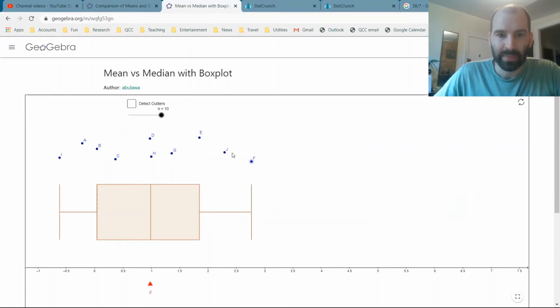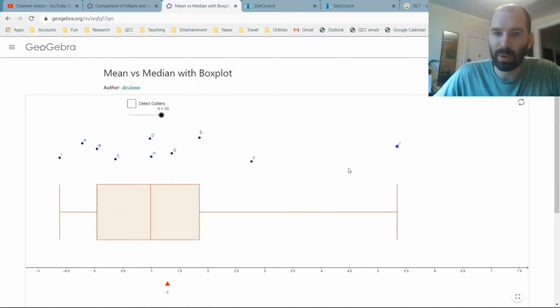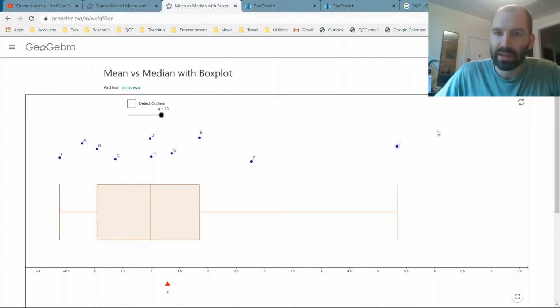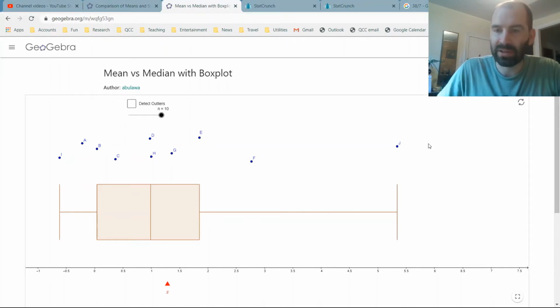Right? I move other data values around. The median will move, but it's not as heavily influenced by extreme values as the mean. This is something we want to keep in mind when we use means and medians. The fact that the mean is so heavily influenced by these data values tells us when it may be appropriate or inappropriate to use it.